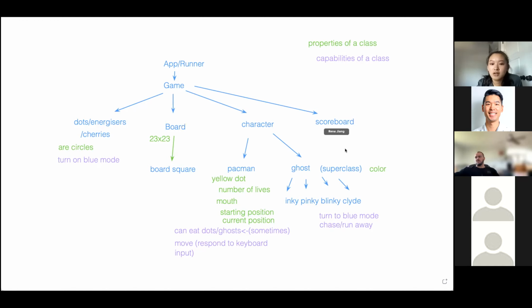Okay. And then our last class, we have the scoreboard. What are the properties of a scoreboard? Points, exactly. Lives, yes. Maybe time. Number of lives. Yeah, time elapsed. The level.